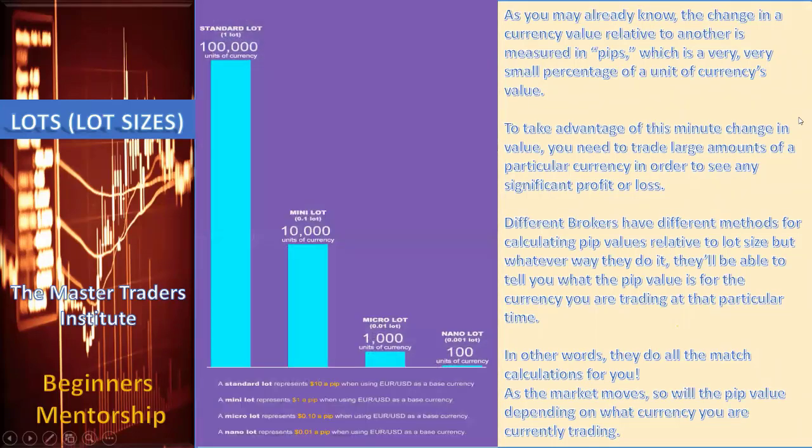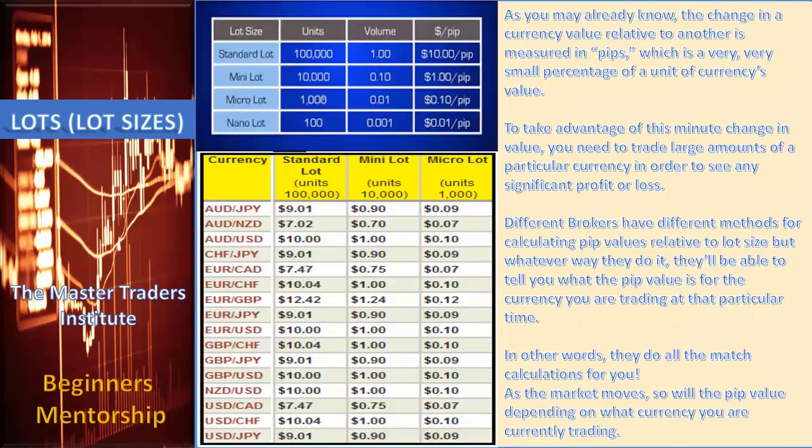I believe there are different types of lot sizes. We have the nano lot, we have the micro lot, we have the mini lot, and the standard lot. What is the difference? If you use a nano lot, it means that if the market makes 1 pip movement, either in favor or against you, you make $0.01, which is 1 cent. So nano lot gives you 1 cent per pip.